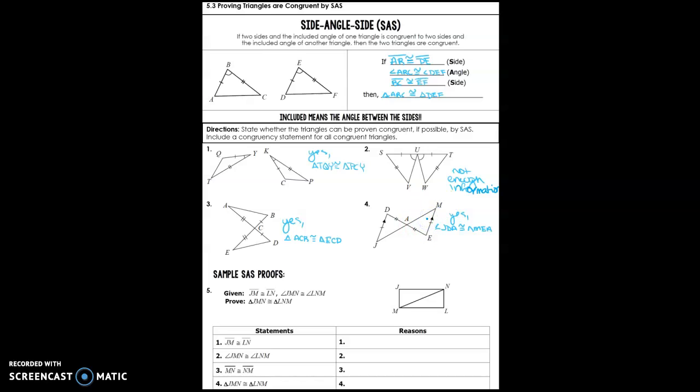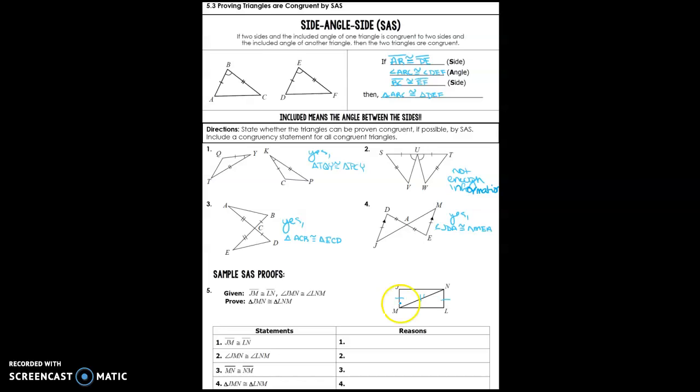Okay? So let's move on to some proofs. So before we start, we're given that JM is congruent to LN. Okay, so I'm just going to mark that on our little figure to the right there. And then we also know that angle JMN is congruent to LNM. Okay, so if we know that, then we also know that this line in between is congruent.